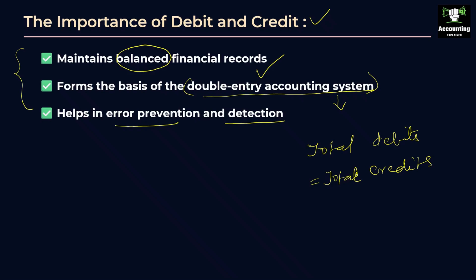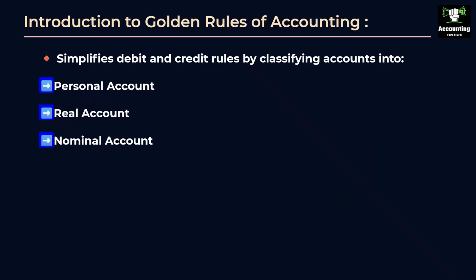Next, this system not only helps to maintain accurate records, but also serves as a check to prevent mistakes. Let us see what the golden rules of accounting are. It simplifies debit and credit rules by classifying accounts into personal account, real account, and nominal account. Each type follows particular debit and credit rules, making them easier to remember and apply.